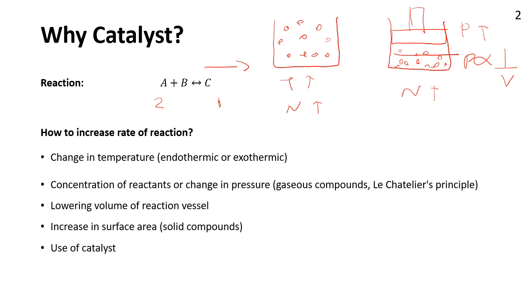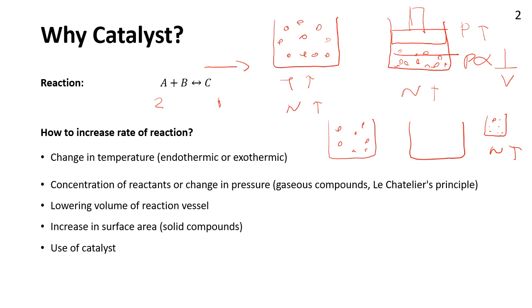Another thing you could do is lower the volume of the reaction vessel, which is again the same thing. If this is the size of the reaction vessel and I have 7 reactant molecules, and this is a smaller vessel with the same amount of reactant molecules, I'll again have a higher chance of collisions.